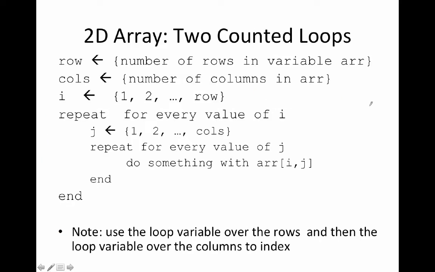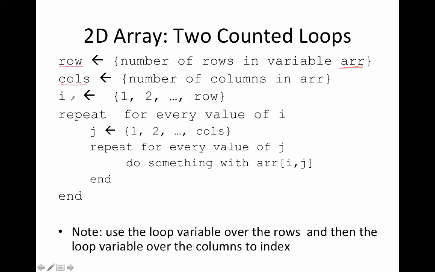Now, when we have a two-dimensional array, we're going to have 2 counted loops in order to iterate or loop through all of the elements in the array. So if we have the number of rows in an array variable, let's say the array variable generically is called ARR. We store the number of rows in a variable row. We store the number of columns in a variable cols.